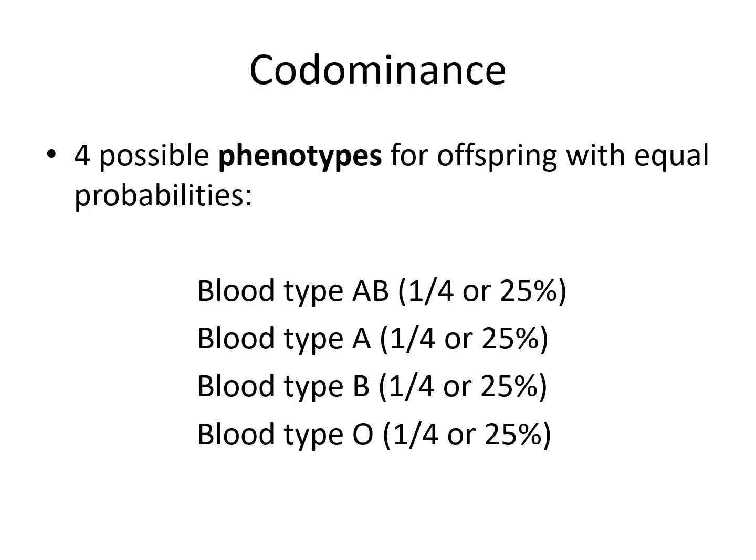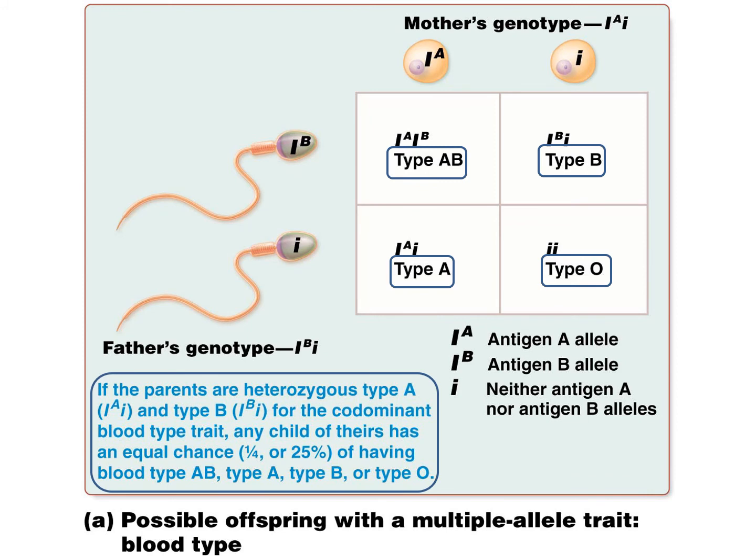Okay, now let's look at the phenotypes. That means they can have a child with 4 different blood types. They have an equal probability of having a child with each blood type, each one 1 out of 4, or 25%. So 25% have blood type AB, 25% blood type A, 25% blood type B, and 25% blood type O. And we've labeled them here.